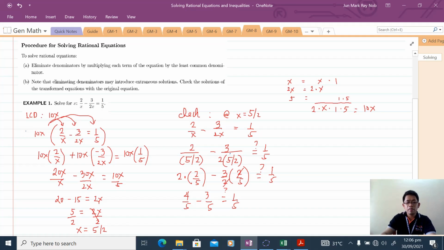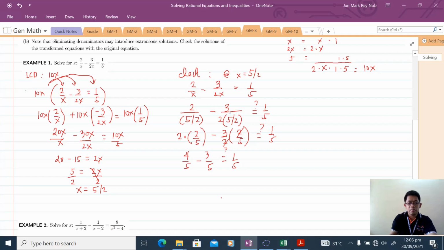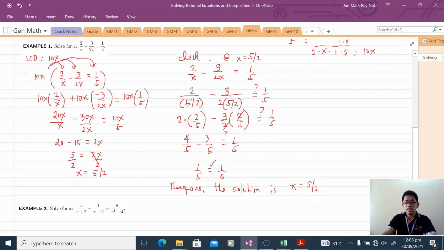Now these are similar fractions. We can just simply subtract or operate on the numerators. 4 minus 3 is 1. 1 over 5 is indeed equal to 1 over 5. Therefore, the solution is x is equal to 5/2. So we still have to check after we're done computing. Okay, so we have here the next example.